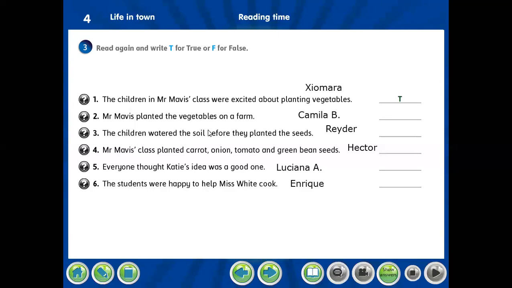Okay, let's check, okay? I'm going to check the answers. Okay, Raider says that the sentence, children watered the soil before they planted the seeds, is false. Yes, it's false. You water the soil after you plant the seeds, not before. Okay, after. Very good, Raider. It's not before, no? It's false. Good.